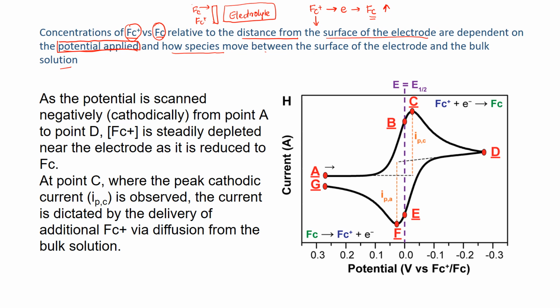How well, this simply means the ionic conductivity of the material, how well the electrolyte is able to provide the conductivity to the Fc plus ions. Okay, now as the potential is scanned negatively, this is further going towards 0.3.